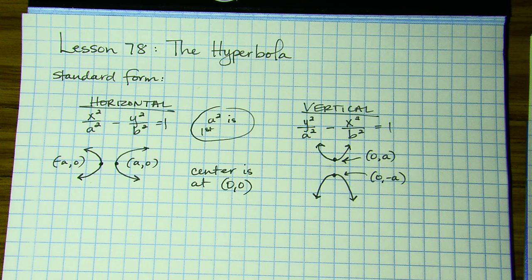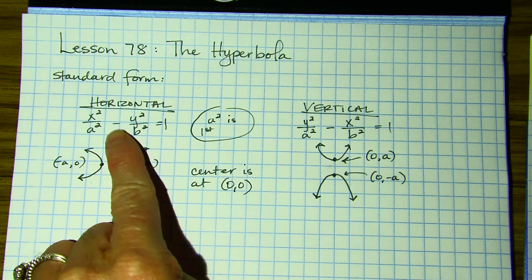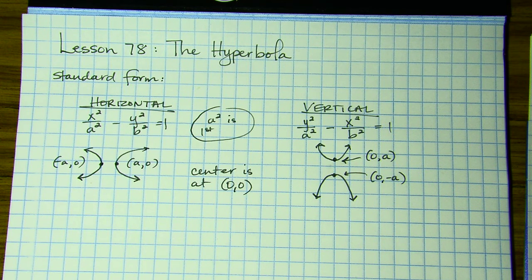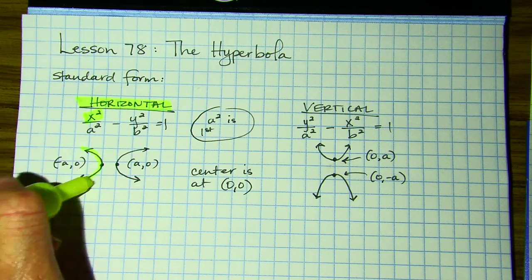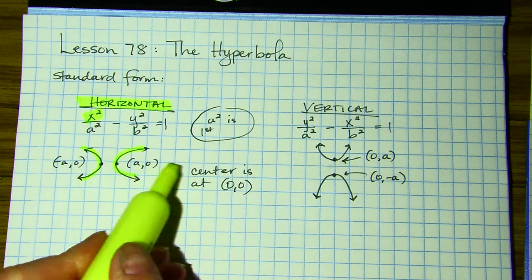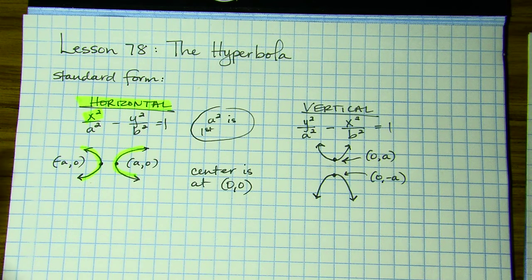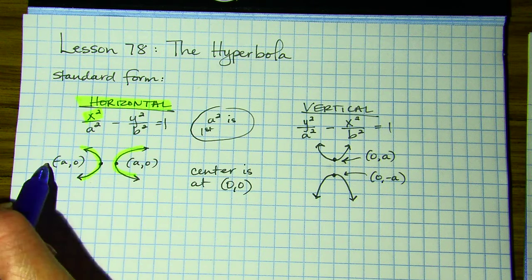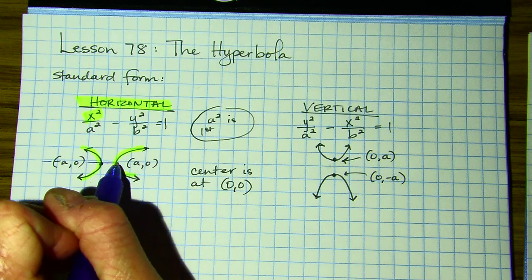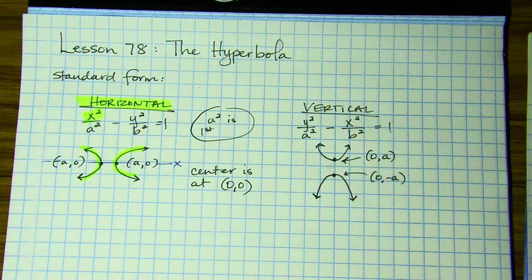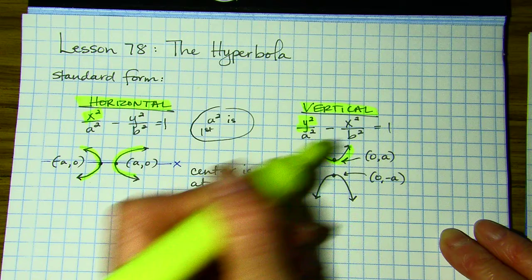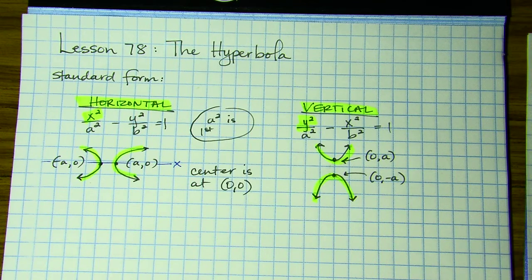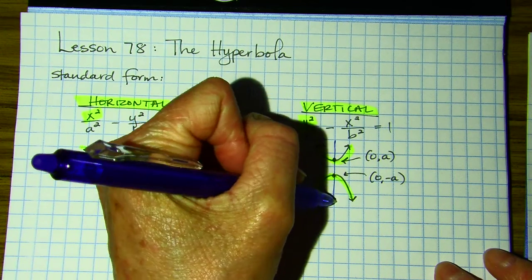Now, the equations are similar, except the big difference is the subtraction sign, and also it's about who comes first. When x squared is first, it's horizontal. It's spread across the x-axis. If you could picture an invisible x-axis going right through. Then there is a vertical one in which y squared is first, and it opens up across your y-axis. So picture an invisible y-axis.